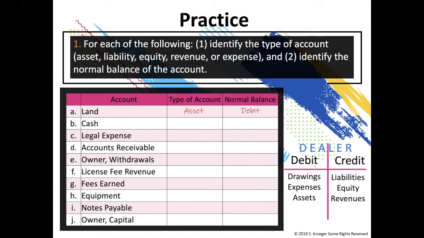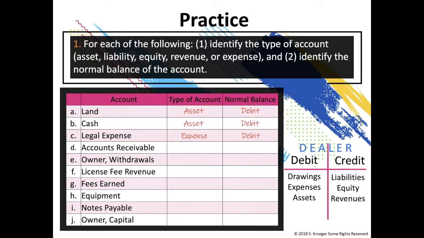Next, we have cash. What type of an account is cash? It would be an asset account as well. The normal balance for asset accounts are always debits. Letter C, we have legal expense. Which type of an account is that? This one's pretty easy. It's an expense account. What is the normal balance of expense accounts? Take a look at the mnemonic. Expenses are debits.